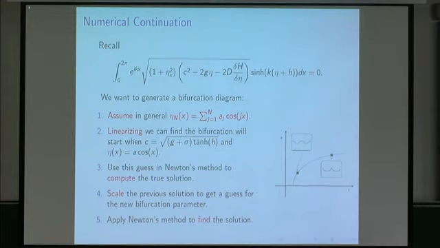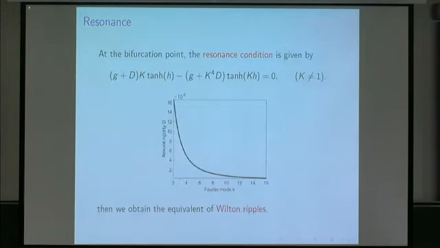And then you can figure out that your linear solution looks like a cosine. You plug it into the equation, then use Newton's method to compute the true solution, and then scale that true solution, plug it in again, and you get a higher amplitude solution, etc. So that's what we do to get at solutions along this bifurcation branch.